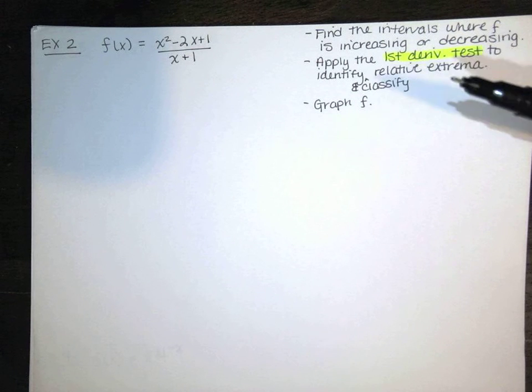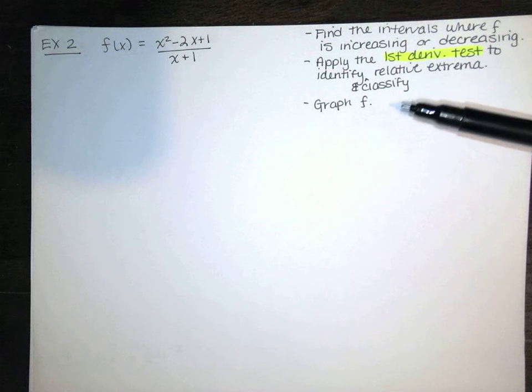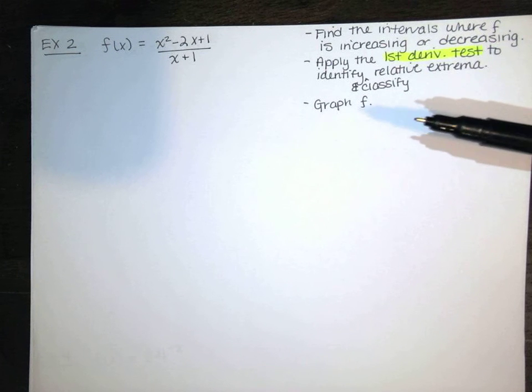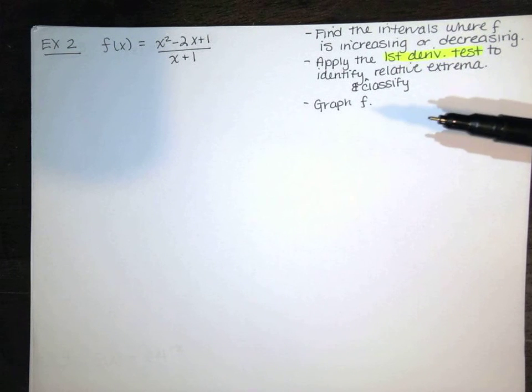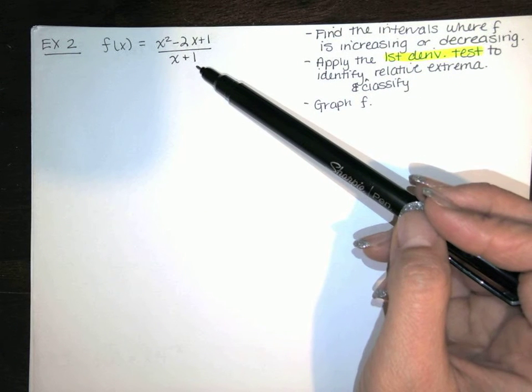You might be given a function and somebody might ask you to find the intervals where a function's increasing or decreasing. And then they might ask you to apply the first derivative test to identify and then classify the relative extrema, and then they might ask you to graph f. This example is a little different from the polynomial example we did in the last video because of this x plus 1 in the denominator.